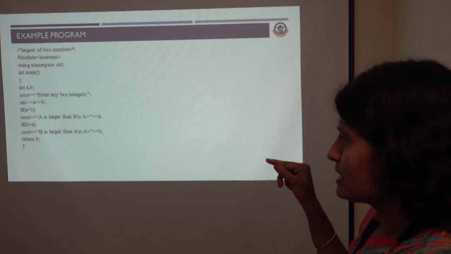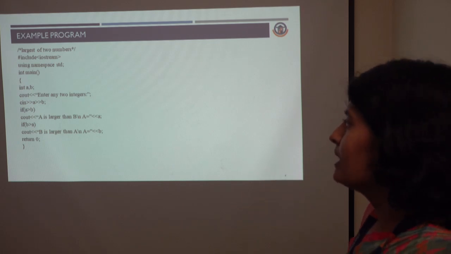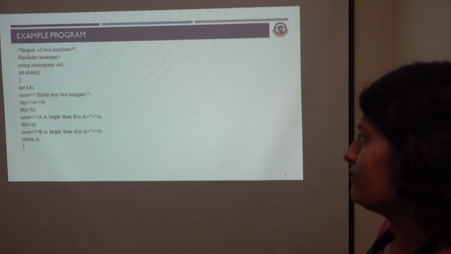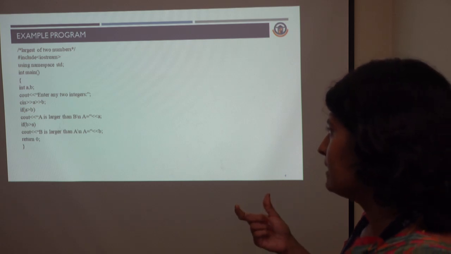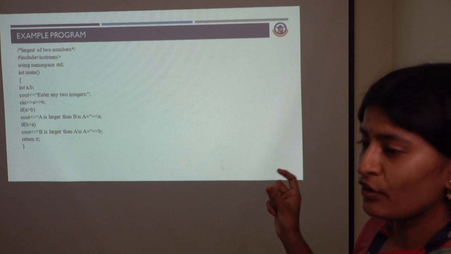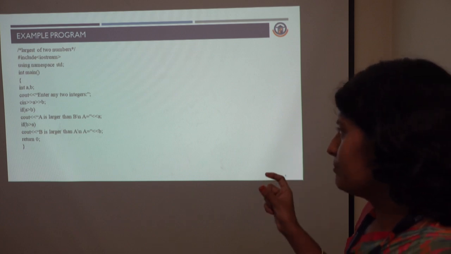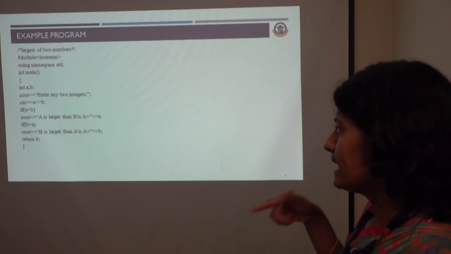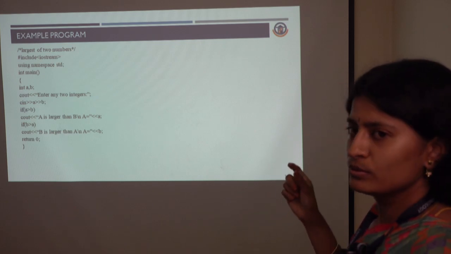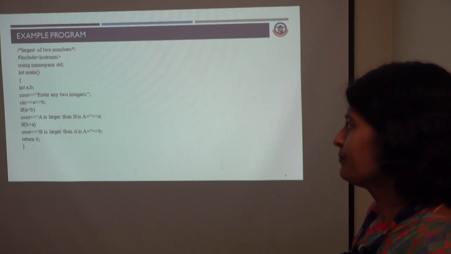Next we are going to check inside the if statement. If a is greater than b, that is 10 is greater than 5, then it will print the statement a is greater than b, a equal to 10. If suppose the condition is false, then it will print the statement given inside the second if statement, that is b is larger than a, equal to that b value.